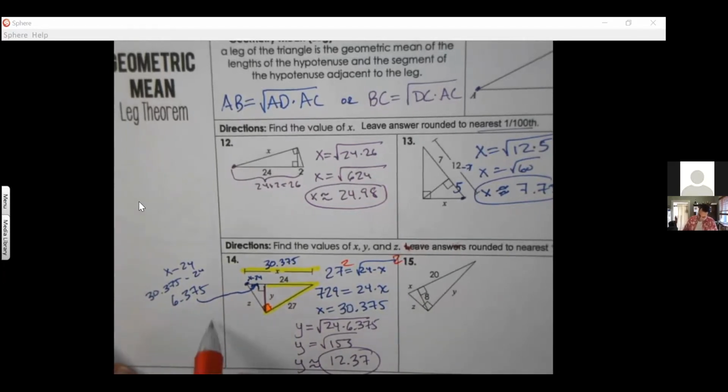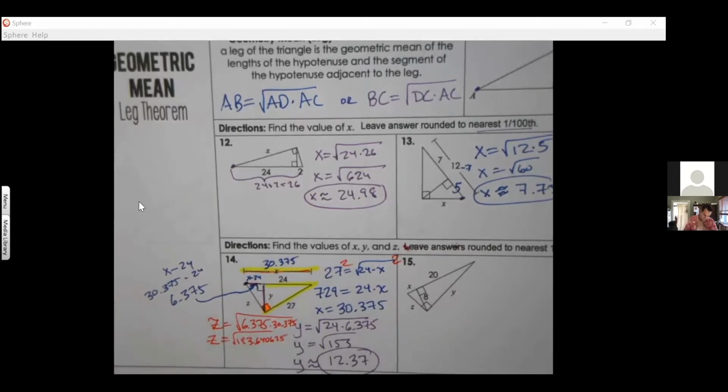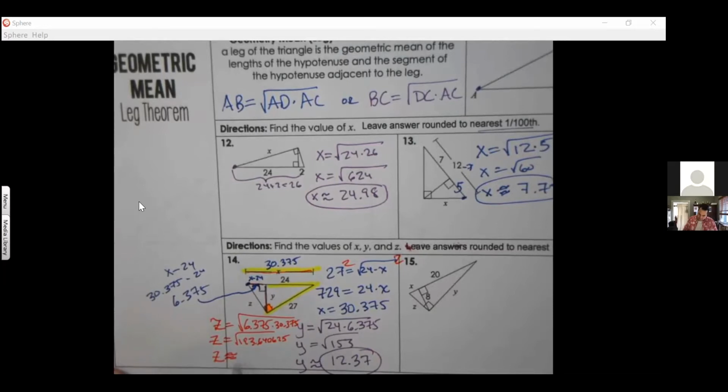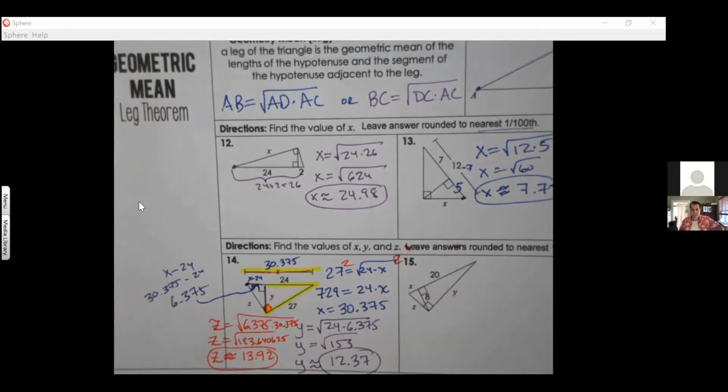Now I've got to find z. So z is equal to the square root of what parts? This little part, 6.375, and this big part, 30.375. 6.375 times 30.375. So z equals the square root of 193.640625. Again, I'm keeping all those decimals for now, so that when I do the square root, I get only one rounding. If I rounded that too early, my answer would be off. Okay.